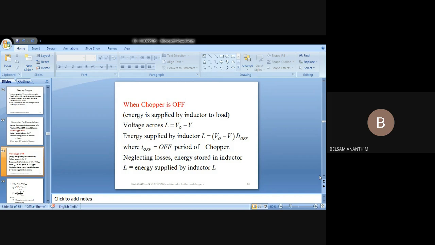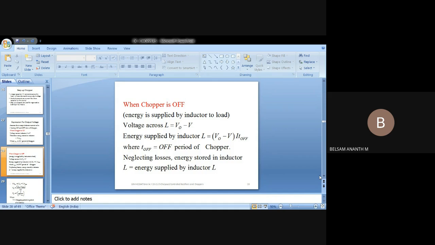If you neglect or ignore the losses, the energy stored in the inductor equals the energy supplied by the inductor. So please remember this important inference, because as I told you, there are practical losses we may have. So cumulatively, we may speak about that.